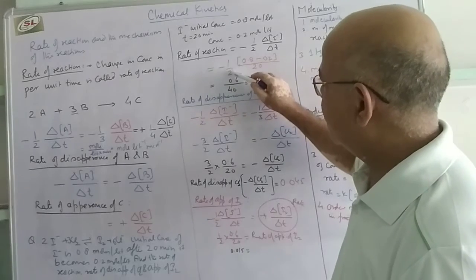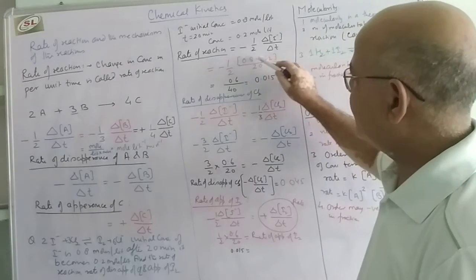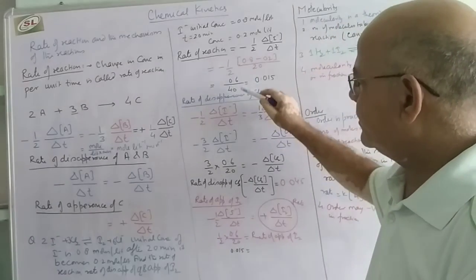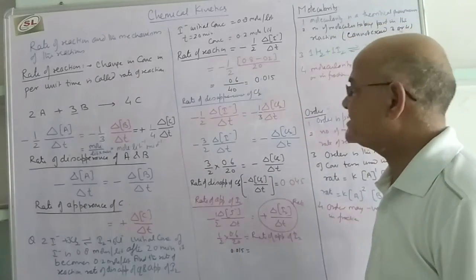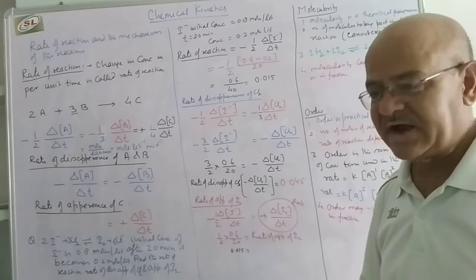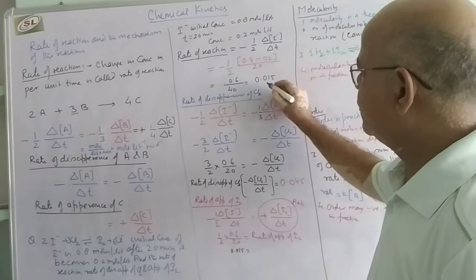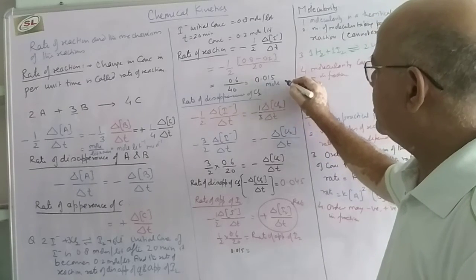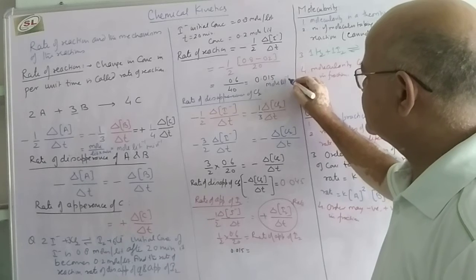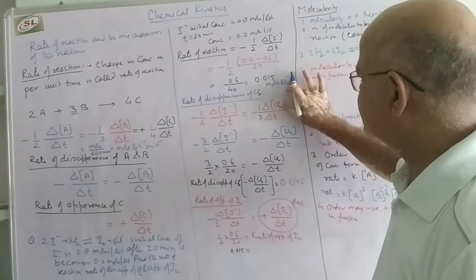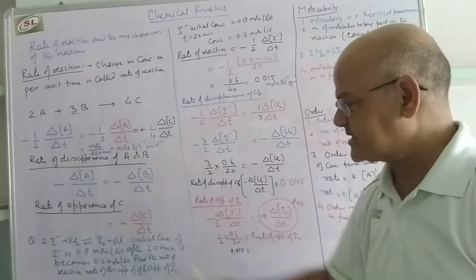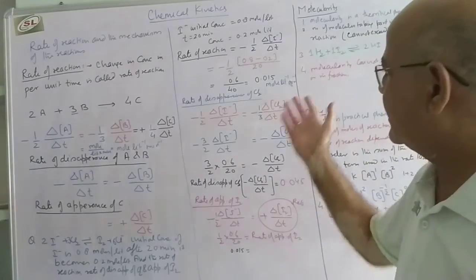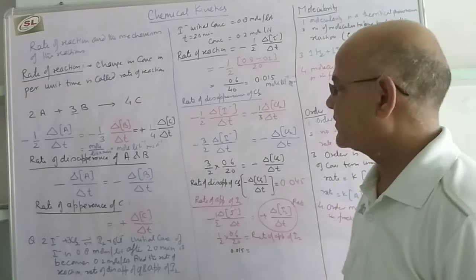So 1 by 2, 0.8 minus 0.2 upon 20. The minus sign we will not use because it is not a mathematical sign, and we will get the rate of reaction. Of course, the unit will be the same: mole per liter per second, or per minute. If seconds are given in the question, we can write per second.